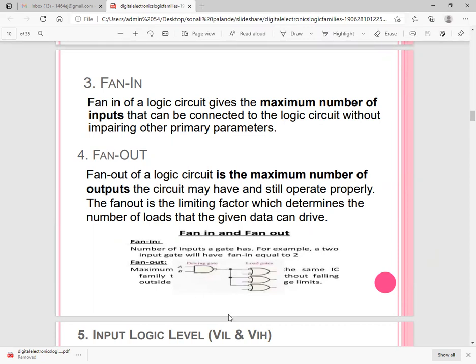Fan in and fan out. Fan in is the number of inputs a gate has. For example, a 2-input gate will have fan in equal to 2. And fan out is the maximum number of loads of the same IC family that the gate can drive without exceeding the limit.